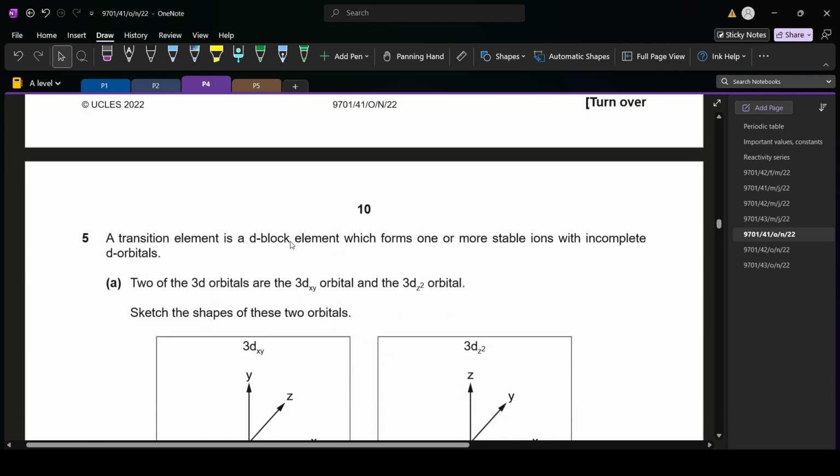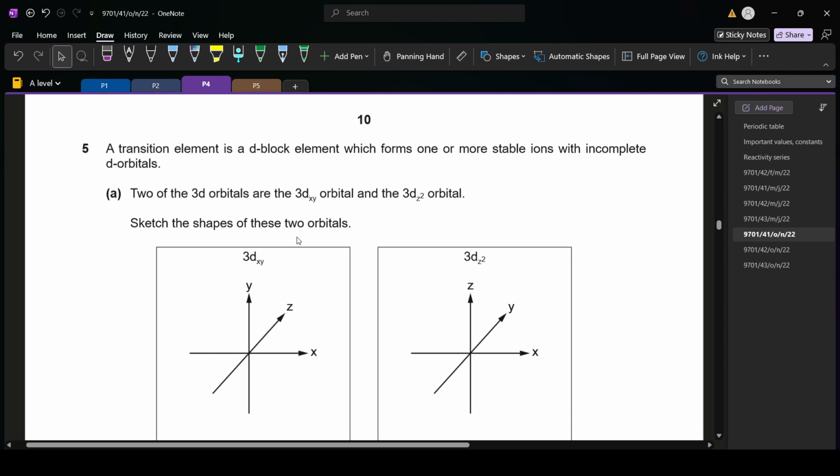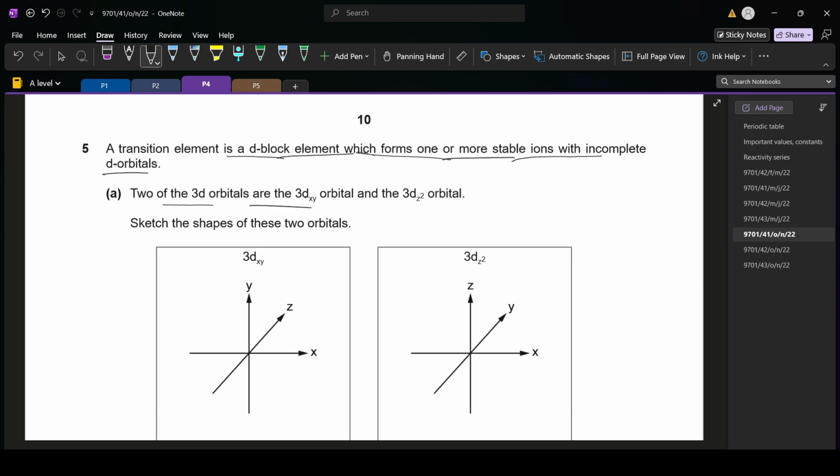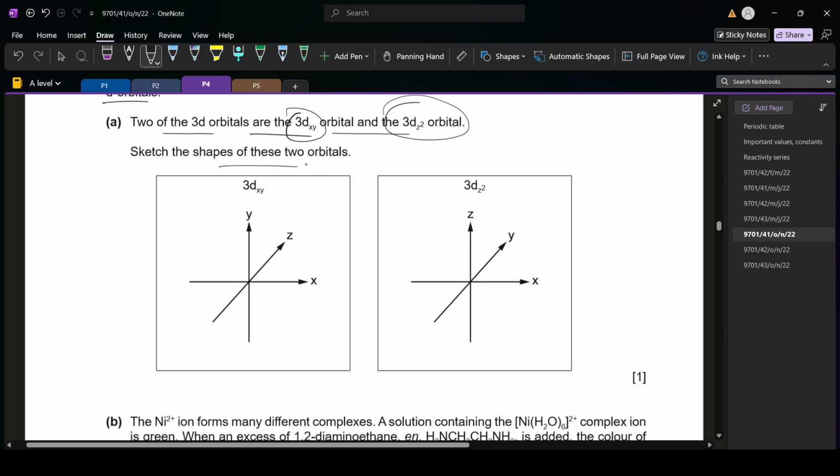Moving towards the next question, question number 5. A transition element is a d-block element which forms one or more stable ions with an incomplete d orbital. Two of the five d orbitals are the dxy orbital and the dz² orbital. Draw the shapes of these orbitals. The shape of dz² is unique, like this.